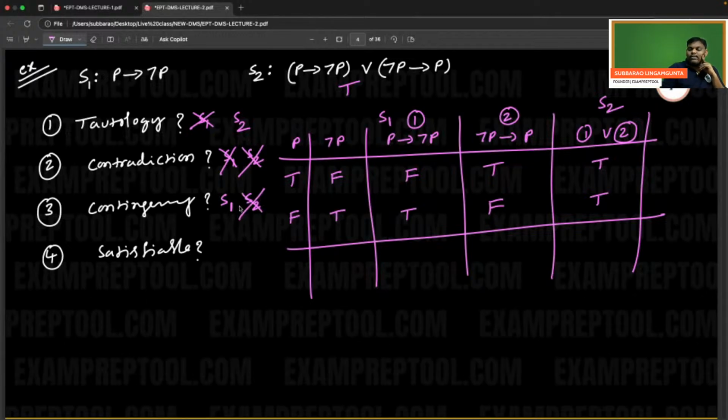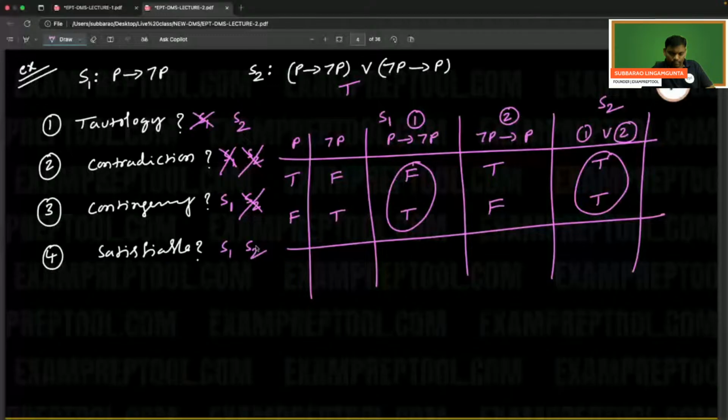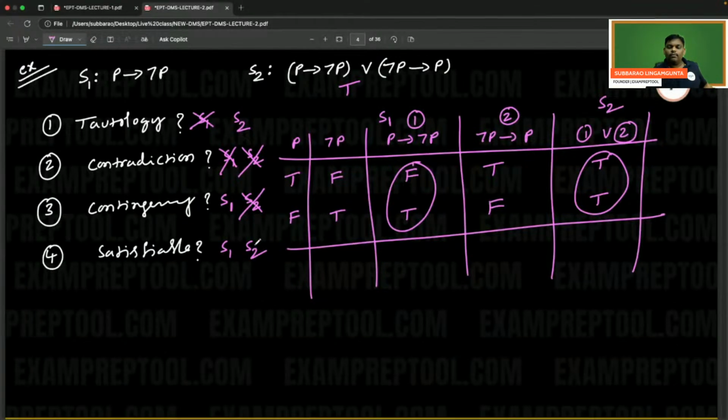What is satisfiable? At least one true. Here at least one true, there. Here also at least one true, there. S1, S2. Fine. Is it okay?